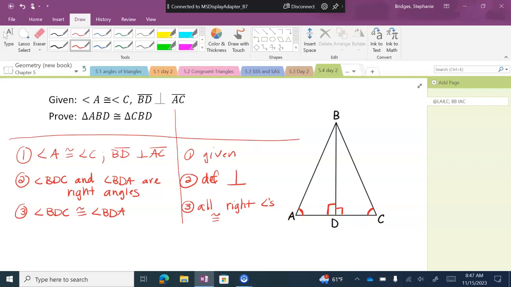So I started with the fact that A and C were congruent. We marked that in our picture. That doesn't lead me to say anything else. But the other part of my given said that BD is perpendicular to AC, which forms our right angle. So that's what we were able to say in that second step, right? And then because we know that they're both right angles, we're able to say they're congruent because all right angles are congruent.